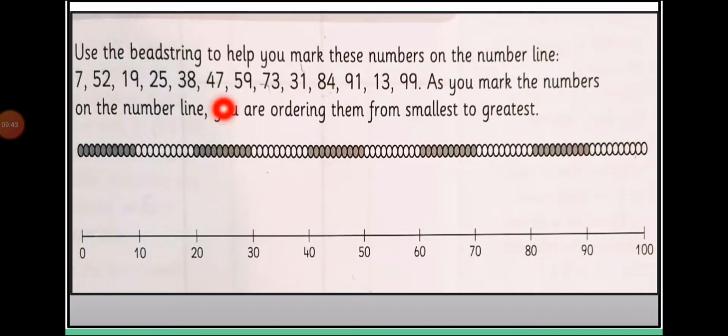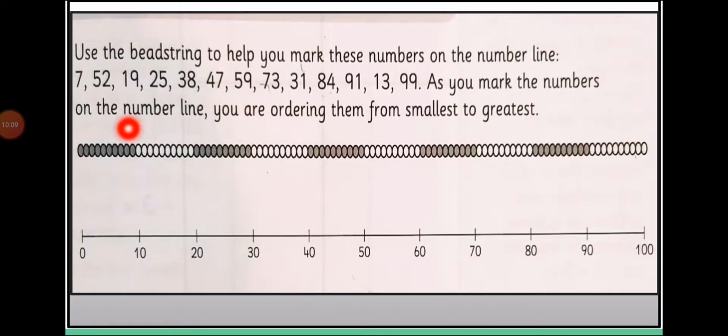So we'll start with the number line. Use the bead string. Here's the bead string to help you mark these numbers on the number line. These are the numbers: 7, 52, 19, 27, 38, 47, 59, 73, 31, 84, 91, 13, 99. As you mark the numbers on the number line, you are ordering them from smallest to greatest. So when you are done with this work, you can see you can order them from the smallest to the greatest.